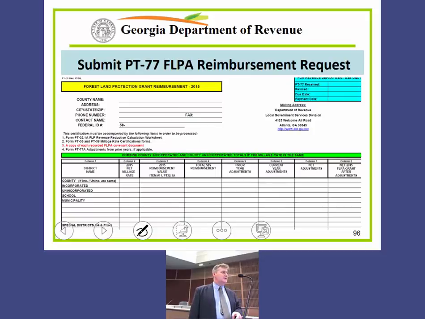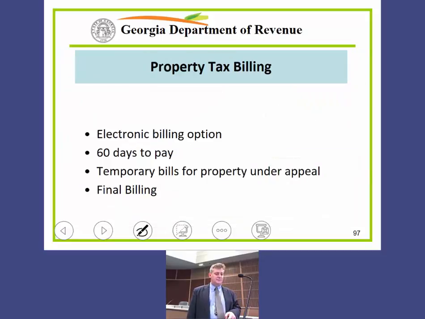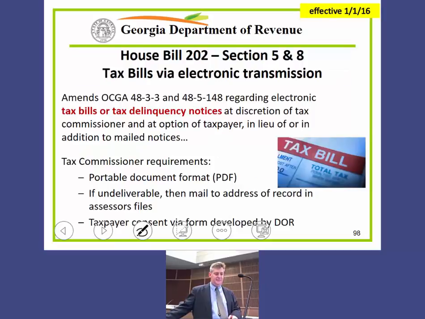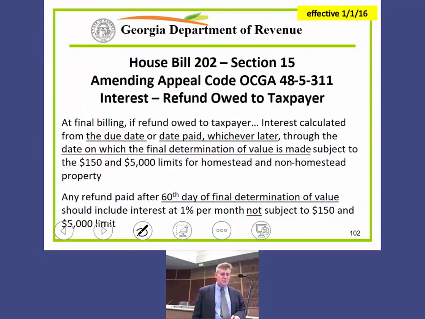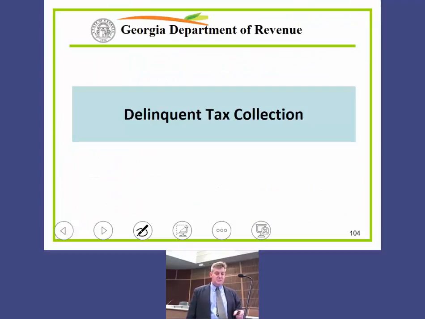Any other questions? But I know some of you mentioned, do be sure to send that PT 38 to the Clerk of Superior Court. Because if you don't, they won't collect the millage on intangible tax and real estate transfer. Which is not a windfall, but it's revenue. Okay, we'll get to tax collection.